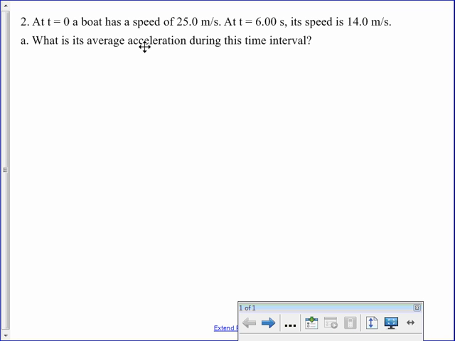Problem 2, we have a boat that at t equals 0 has a speed of 25 meters per second. At t equals 6 seconds, its speed is 14 meters per second. And the question asks, what's the average acceleration? We need to start by sketching the position versus time graph and the velocity versus time graph.